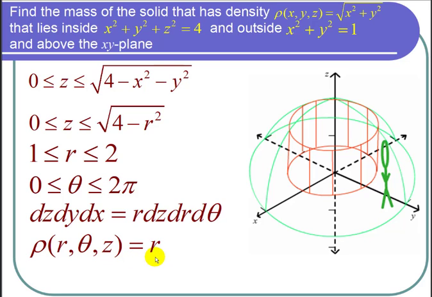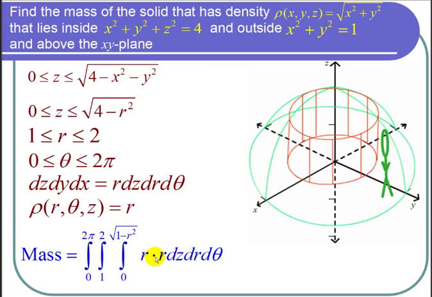So I could put this all together as a triple integral, so that the mass is equal to the triple integral. Theta goes from 0 to 2 pi, r goes from 1 to 2, and z goes from 0 to the square root of 4 minus r squared. And then I have my density function, which is r, and then r dz dr d theta.